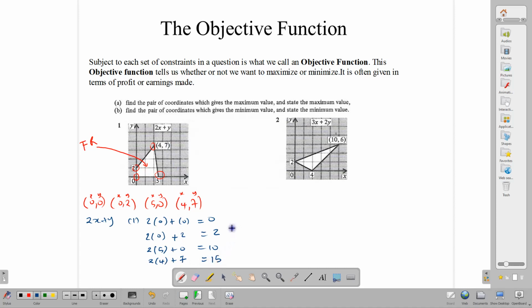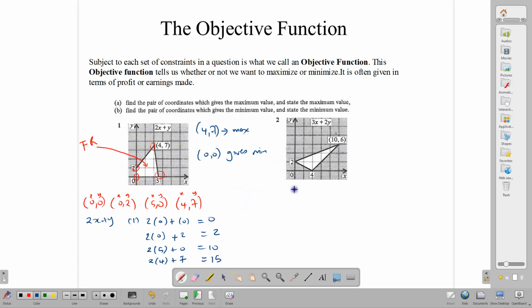Now, maximize means the most. So which pair of values here would maximize? This pair of values would maximize. So state the pair of coordinates which will give you the maximum. The pair would be 4, 7. 4, 7 gives the maximum. And in terms of minimum, the coordinate pair 0, 0 gives the minimum. We can see that based on the answers we get. 15 is the maximum number we got, and 0 is the minimum number we got.